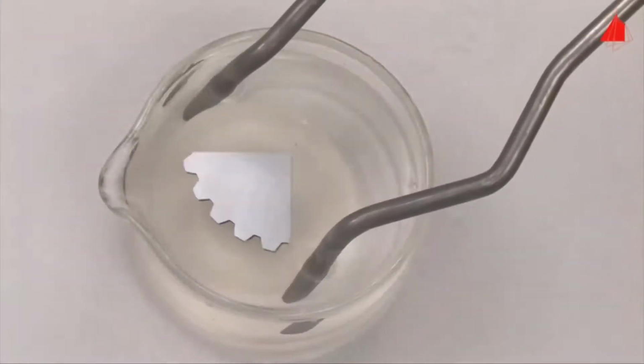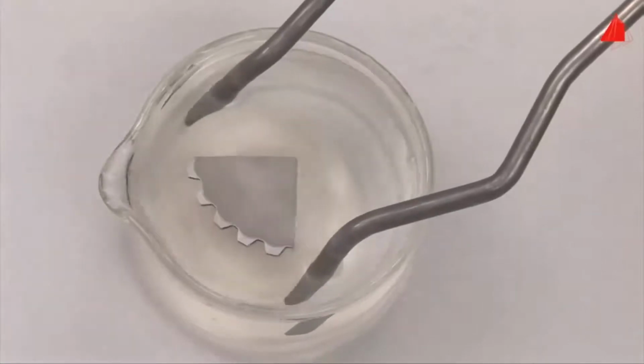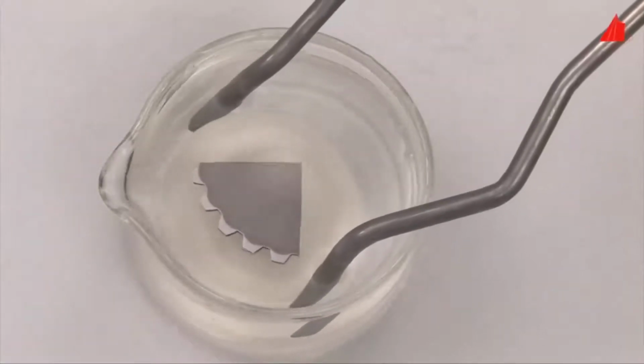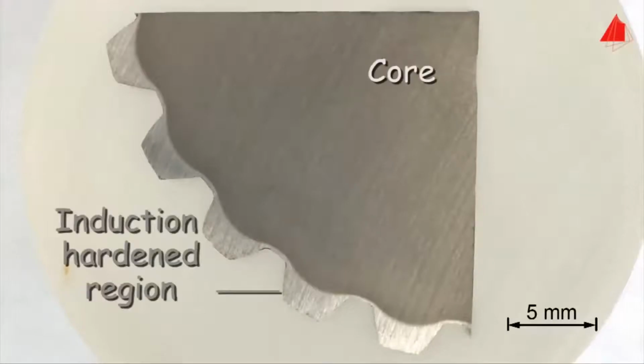This section of a splined shaft is induction-hardened as well. As a result of the etching process, the outline of the hardened surface layer may easily be recognized. The dark area represents the core that has not been hardened.